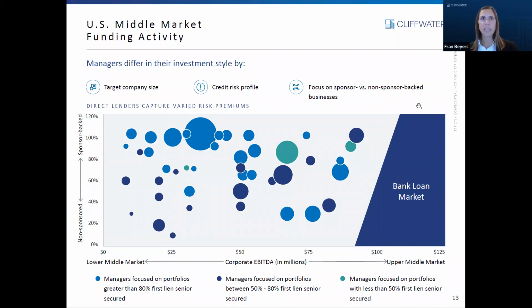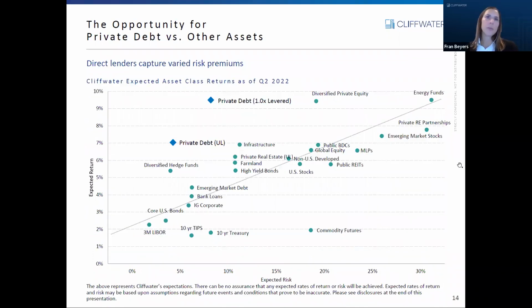Moving to slide 14. So at Cliffwater, we have an advisory business that invests across a lot of different alternatives. But as we assess the investment opportunities that are out there, we continue to find private credit super attractive, which you can see by this slide. First, you can see looking at the x-axis that private credit has a lower expected risk relative to other alternatives.